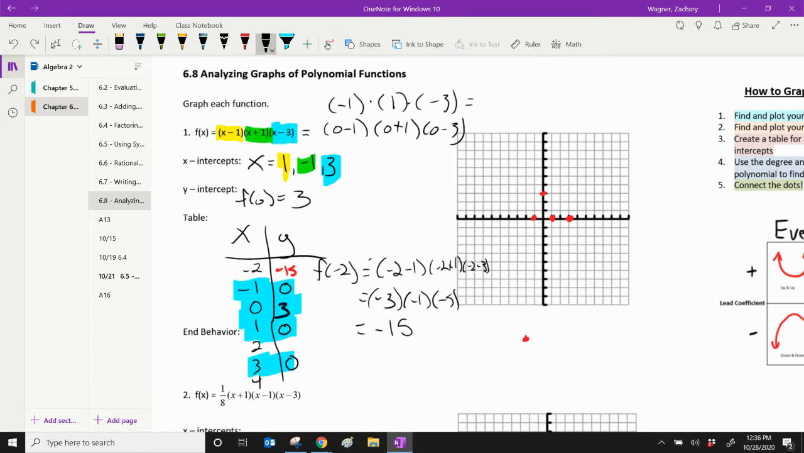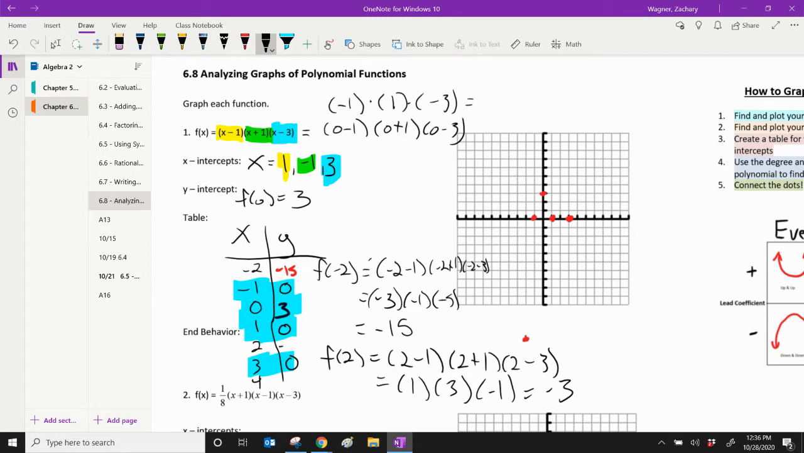F at 2 is equal to 2 minus 1, 2 plus 1, and 2 minus 3. 2 minus 1 is 1. 2 plus 1 is 3. And 2 minus 3 is negative 1. 1 times 3 times negative 1 equals negative 3. Plot it. 2 comma negative 3.